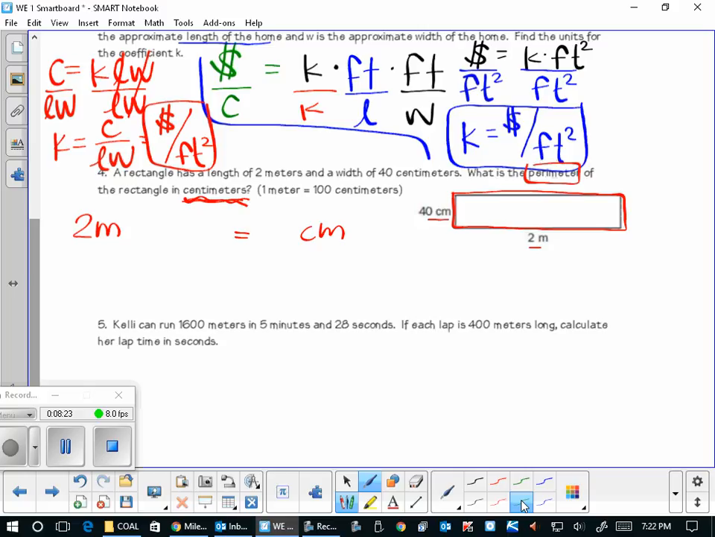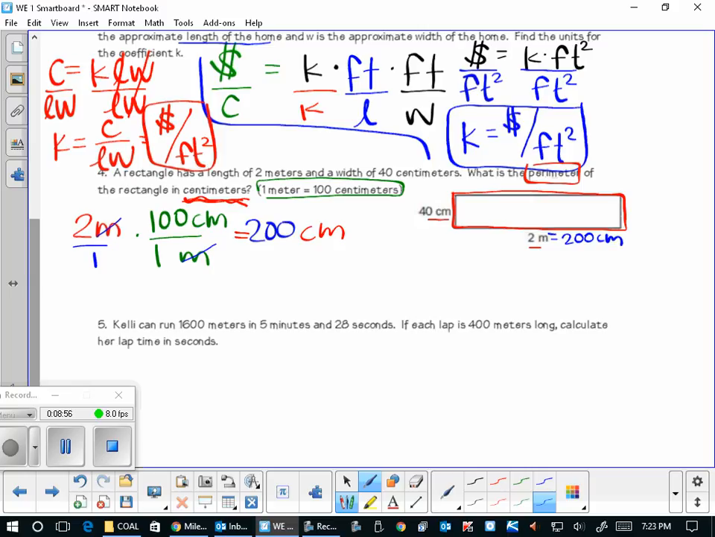So I'm starting with 2 meters, and I want to know how long that is in centimeters. So it gives us a nice little handy-dandy conversion here. I know 1 meter is 100 centimeters. Okay, meters cancel. 2 times 100 is 200 centimeters. So I know this side length that's 2 meters, the same thing as saying it's 200 centimeters. Now we can find our perimeter.